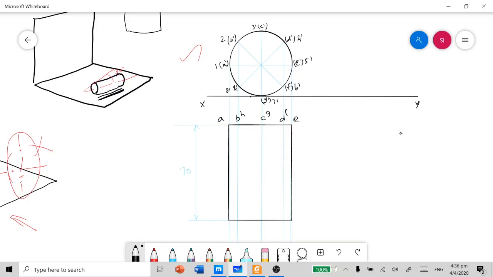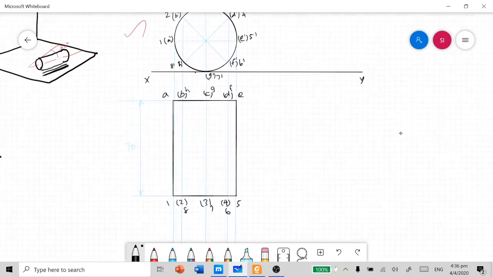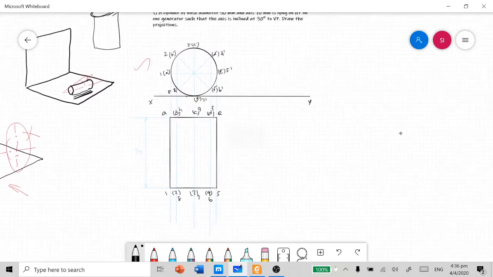And here, when you look from the top, 1, 2, 3, 4, 5, 6, 7, 8. Yes, now I have completed the lateral view, that is the top view here, and you need not highlight the axis because we are giving priority to the generators here.